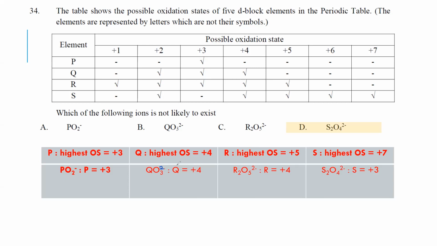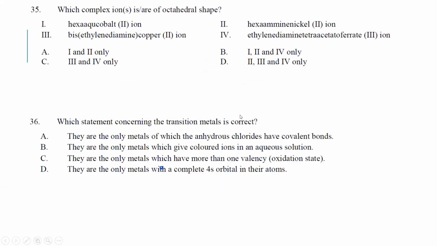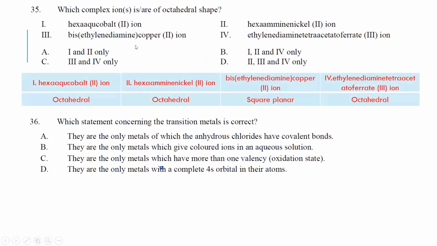Okay. Then immediately we check question number 35, shall we? Which ion complex is or are octahedral in shape? Hexaaquacobalt(II) ion, so it's an octahedral complex. Hexaammine also is an octahedral complex. As long as your coordination number equals 6, then definitely it's octahedral. Bis-ethylenediamine copper(II) ion is square planar.